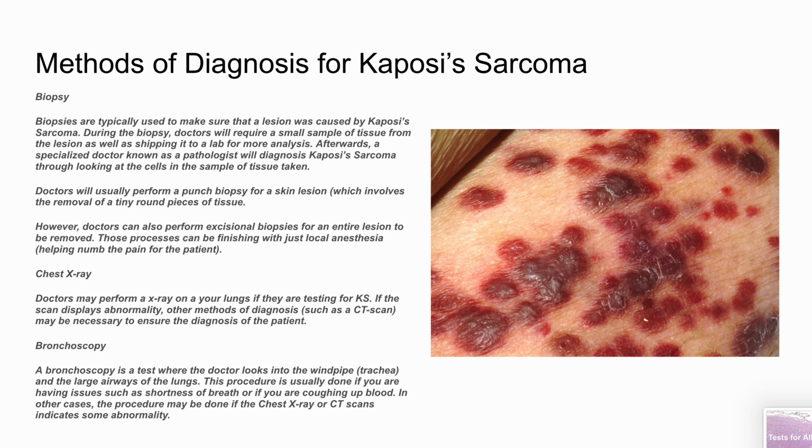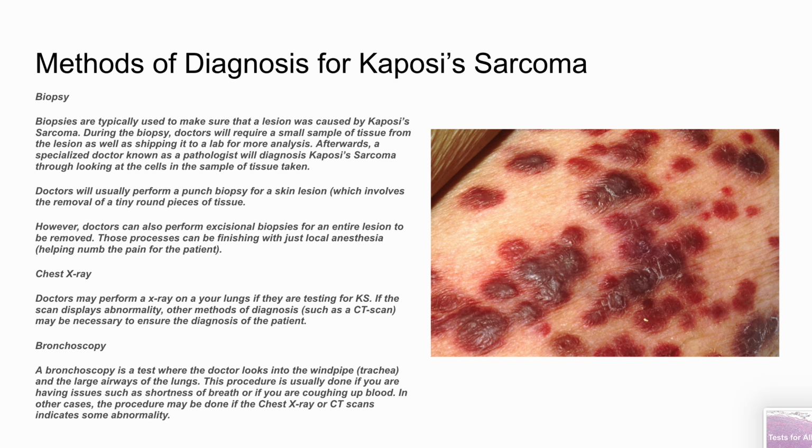And methods of diagnosis for Kaposi sarcoma may include a biopsy. Now, biopsies are typically used to make sure that a lesion was caused by Kaposi sarcoma. During the biopsy, doctors will take a small sample of tissue from the lesion as well as ship it to a lab for more analysis.